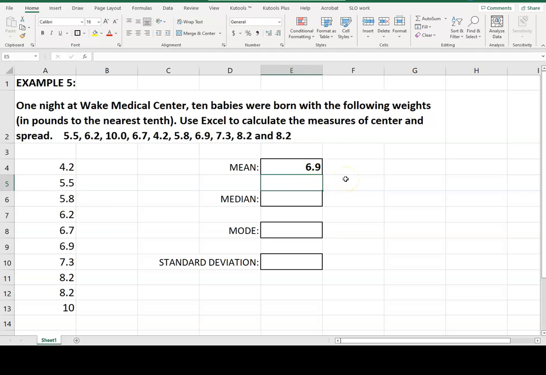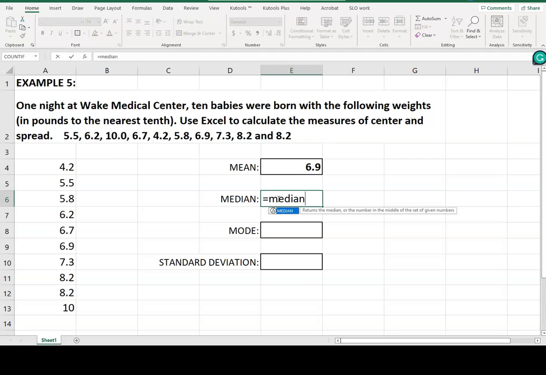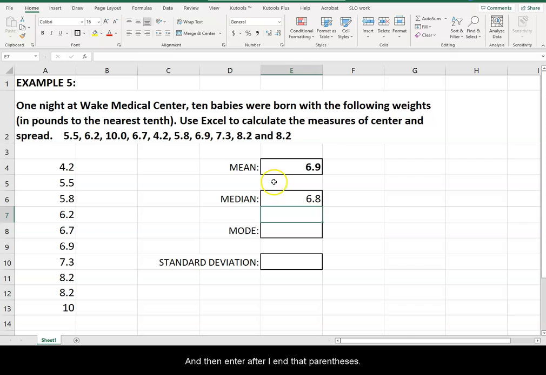Okay. For median, remember that's our middle piece of data. Again, Excel will find that for us. So equals, and then type the word median. Put your parentheses, highlight our data again, and enter after I end that parentheses. And our median is 6.8.